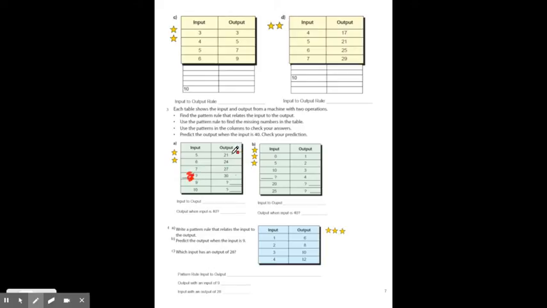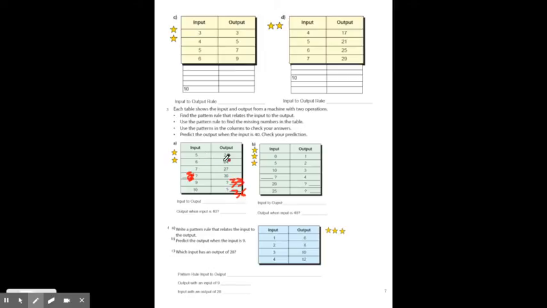I know my outputs seem to be going up by 3s. 21 plus 3 is 24. 24 plus 3 is 27. So I'll go and add 3 to 30 to get 33. Add 3 to 33 to get 36. Okay, so I filled that in. That's the first part. Now I need to find my input to output rule.